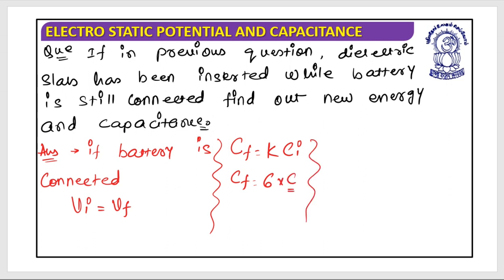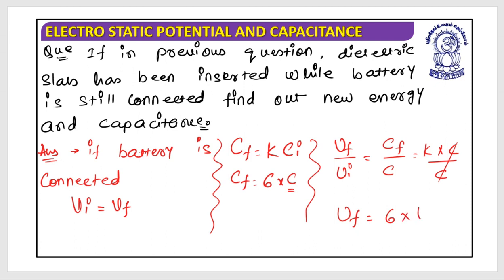Now what about the energy? Again, you need to consider whether it's half CV square or Q square by 2C. Yes, definitely half CV square. So here Uf by Ui should be equal to Cf divided by C, and this Cf is equal to K into C divided by C. The C would be gone. So this Uf is equal to 6 times U initial. This is it.